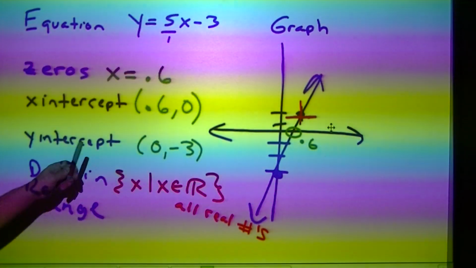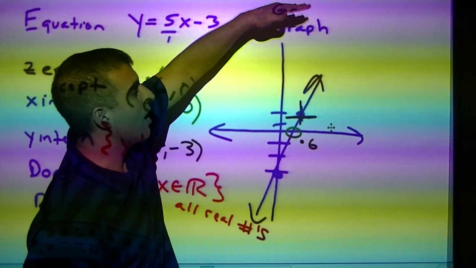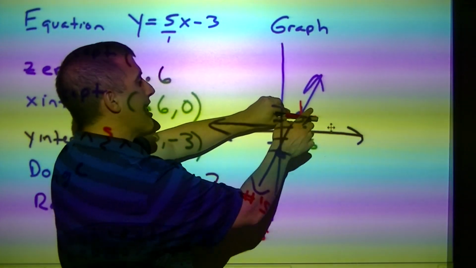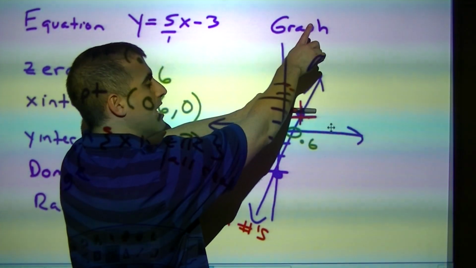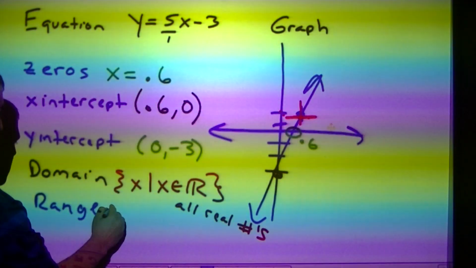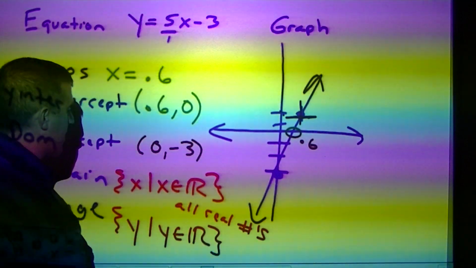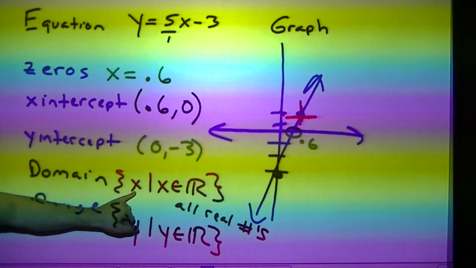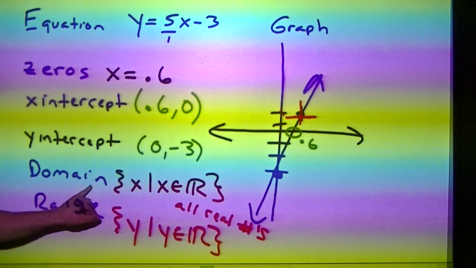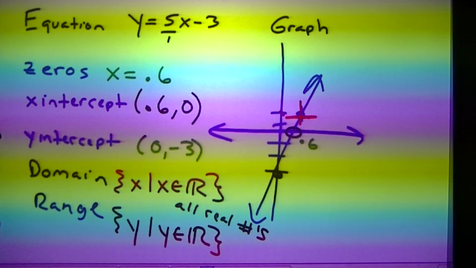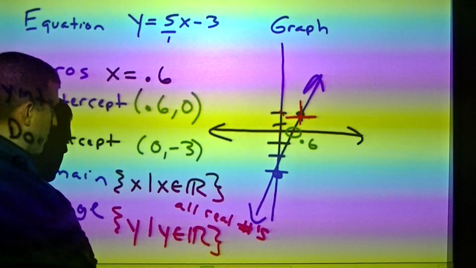Now, range. Range is up and down. So what I do is I hold my marker and I ask, is my line going above the marker? Yeah. Is it going below? Yes. So range is also all real numbers. Notice how I've made my notation: a little x with a bar for domain, because domain is x. x is all real numbers. Range, y, y is all real numbers. So that's that one.